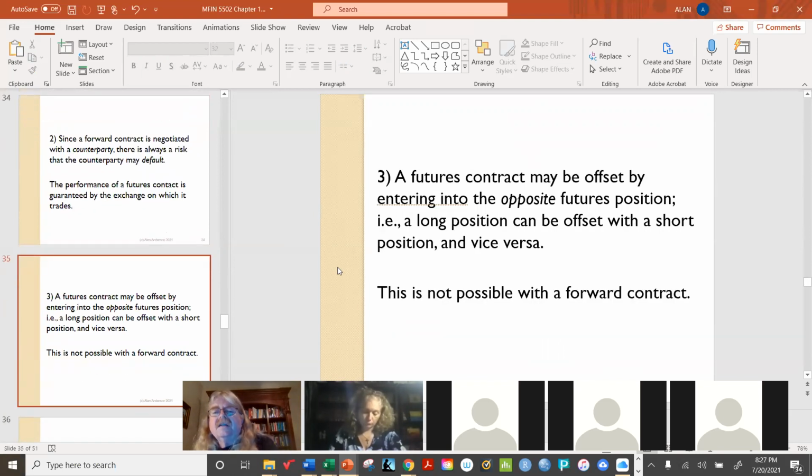Now, a futures contract is easy to unwind or get out of by taking the opposite position. With a forward contract, pretty much you're stuck with the contract if you enter into it. It's not impossible to get out of it, but it's much more difficult than with a futures contract.